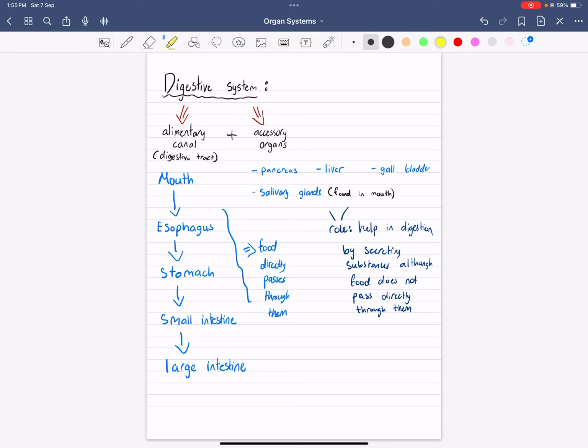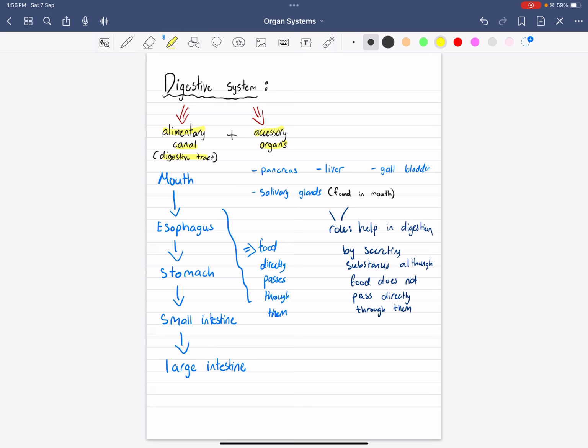Welcome back, guys. Today we're going to be continuing the human digestive system. So let's directly begin. The human digestive system can be split into two parts. We have the alimentary canal, or we can call it the digestive tract, and we have accessory organs. Both of them joined together form what we call the digestive system. Now let's look at the alimentary canal.